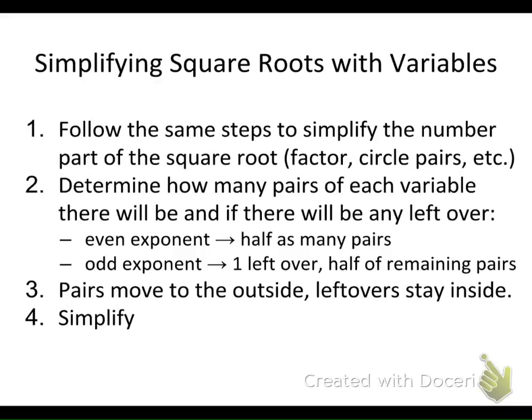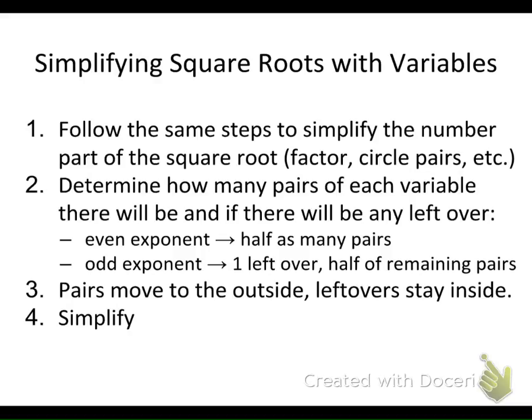It made sense. Step one, you guys have been doing this since the beginning of the triad. You have step one down. The only thing new for you guys is basically step two. Step three we know how to do. Step four we know how to do. So the only thing new that we're doing is step two. Step two is kind of wordy. It says determine how many pairs of each variable there will be and if there will be any left over.